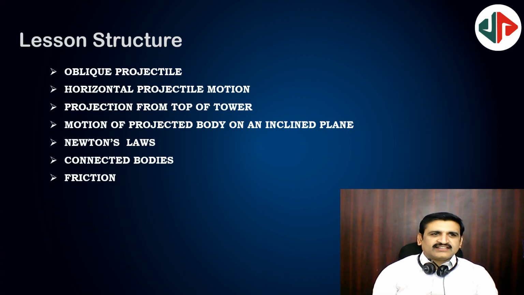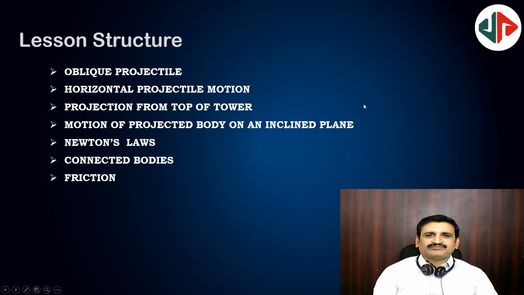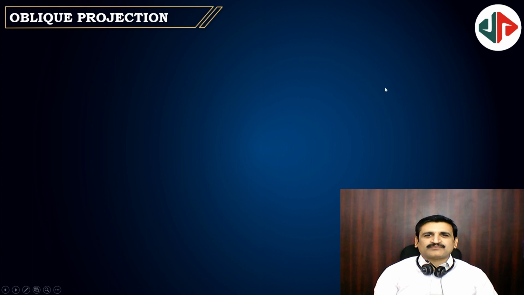This lesson is as follows: oblique projectile, horizontal projectile, projection from top of a tower, motion of projected bodies onto an inclined plane, then laws of motion, in that basically Newton's first law, second law, third law, next connected bodies and contact forces, friction. So these subtopics we are going to discuss in this session. Shall we go? Oblique projection.